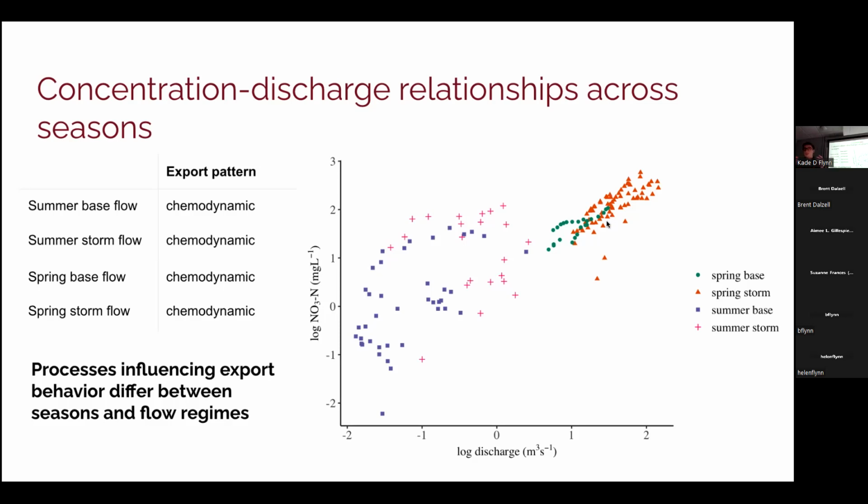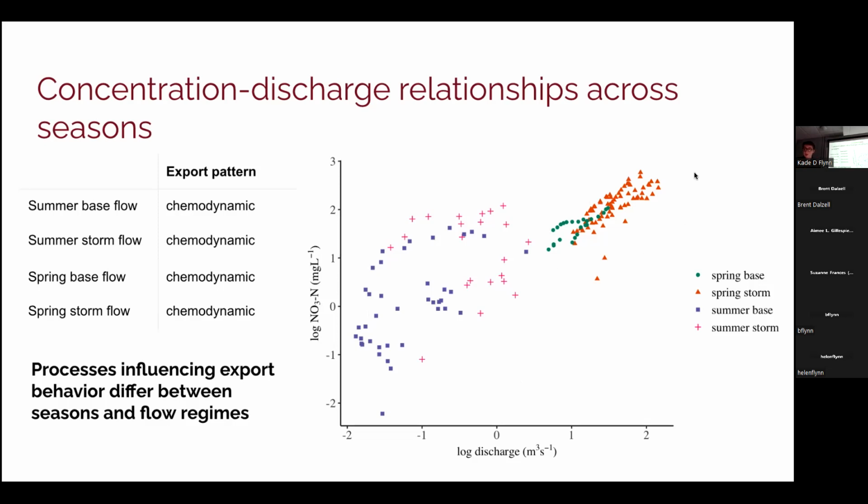And furthermore, in these high flow, cold temperature conditions, we wouldn't really expect that there's a lot of uptake or denitrification happening within the spring. And so even though we have similar export patterns, the processes influencing this export behavior differ between the seasons and flow regimes. And looking at just this summer base flow, we have an indication that there's denitrification happening within the stream, but this isn't a direct measurement of where that's happening or to what extent.